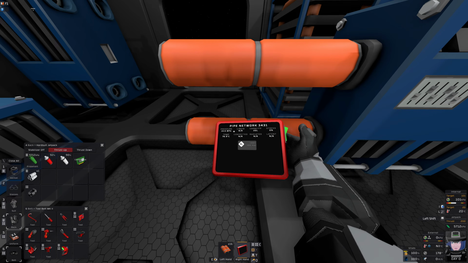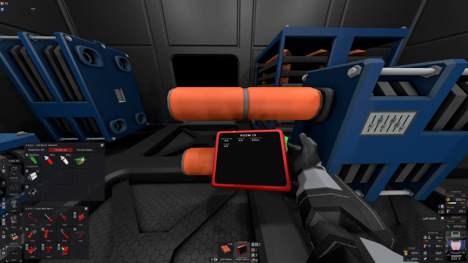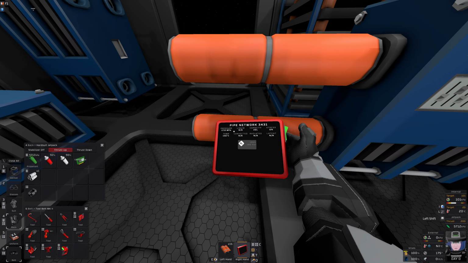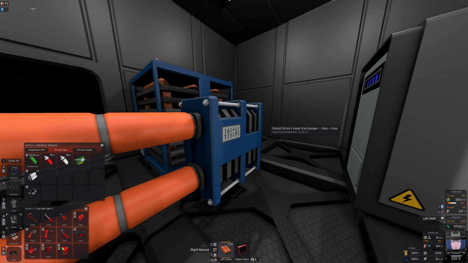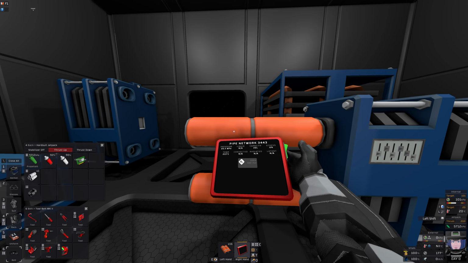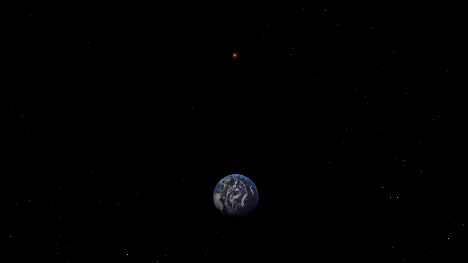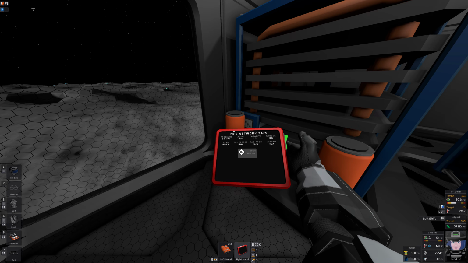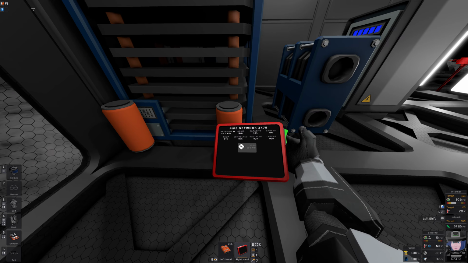So this takes some time. Enough. Let's look at the large one. That's what she said. So the large direct heat exchanger, again, 100 moles, 400 degrees, 100 moles, 0 degrees.